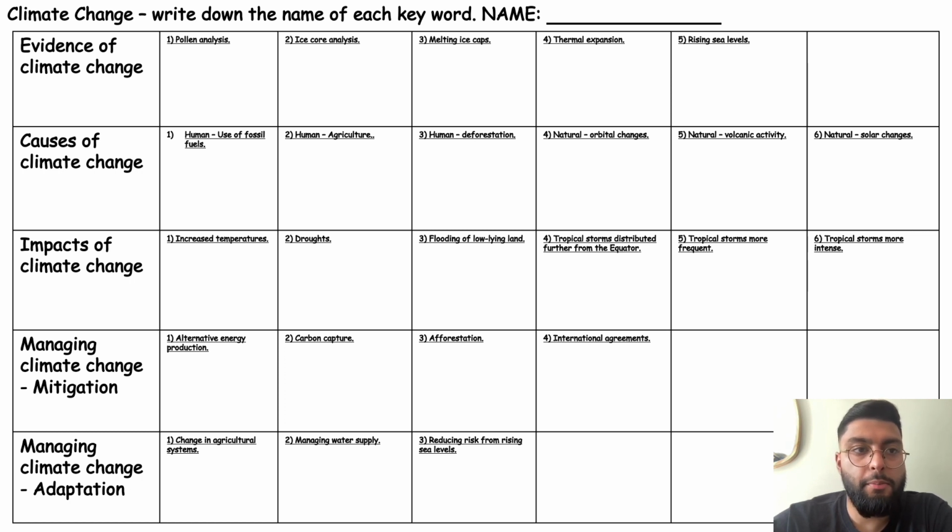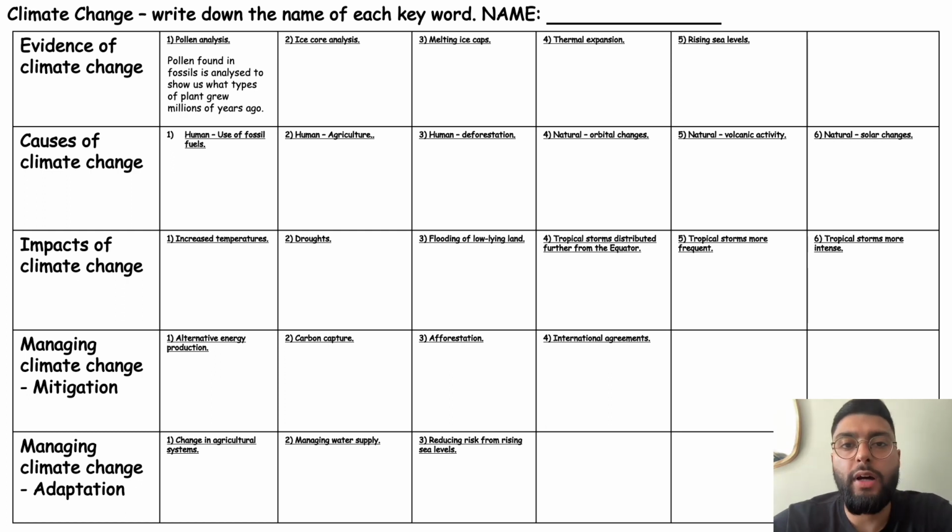So starting off with pollen analysis. Pollen that's found in fossils, think of that Steven Spielberg film Jurassic Park, can show us what types of plants grew millions of years ago and give us clues about the climate. Importantly, that is a form of long-term evidence for climate change since the beginning of the Quaternary period, 2.6 million years ago. So you might be asked for that long-term evidence all the way back to the start of the Quaternary period, 2.6 million years ago, or you might be asked for short-term evidence in the present day.